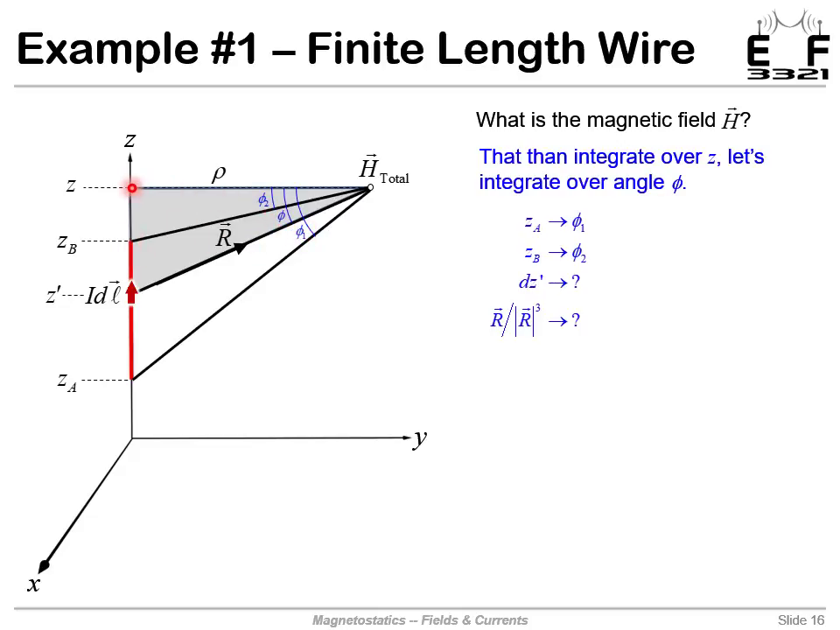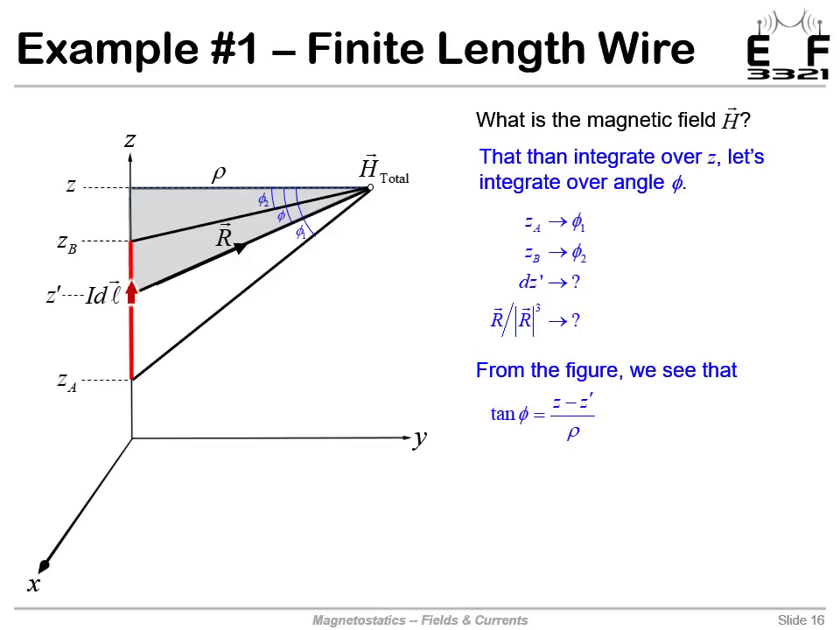So notice what phi_1 is. We have this projection from our observation point to the z-axis. That is at position z. And this line connecting our initial point of our integration is at an angle phi_1 off of that projection. And then, of course, at our endpoint z_B, that's at an angle phi_2. So our integral will go from phi_1 to phi_2 instead of z_A to z_B. And that's what we're conveying over here. Now the question is, what do we do with the dz, and what does this vector ratio become when we put things in terms of phi instead of z?